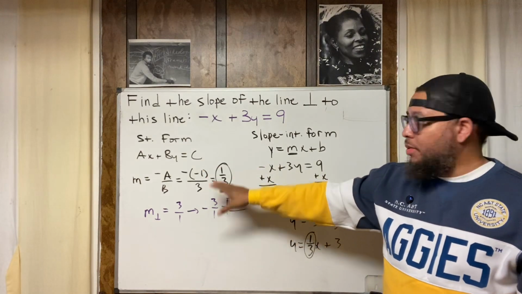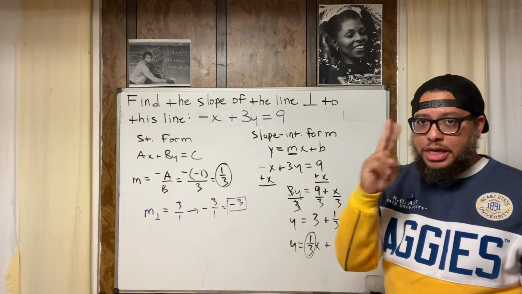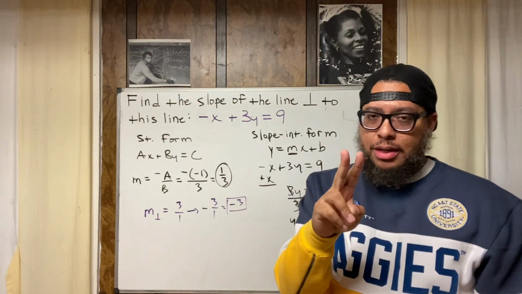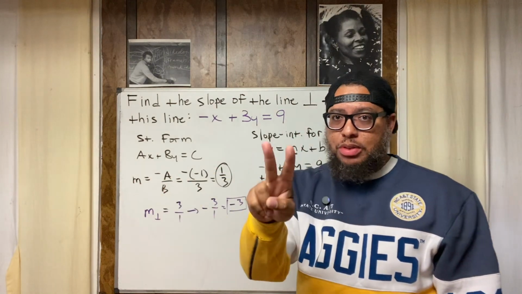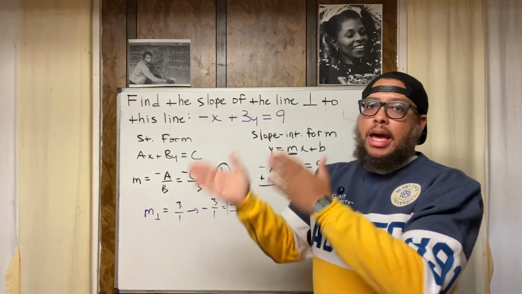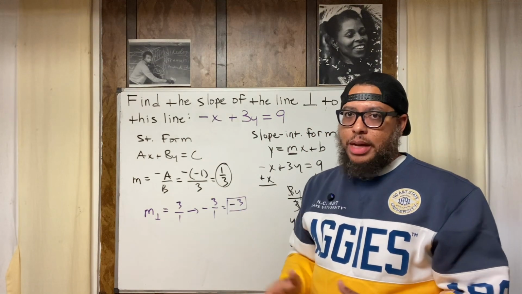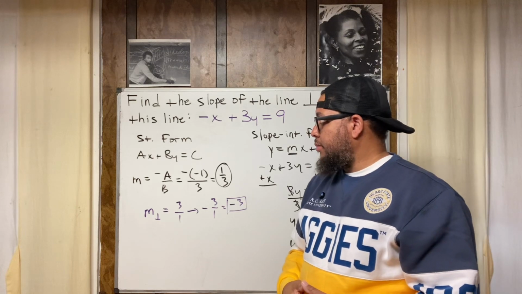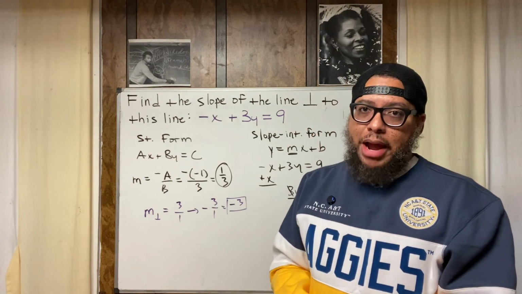Then once you get the slope of the original line, you do 2 things to it. Just 2 things. You give that slope the opposite sign, and you take the reciprocal. You have to do those 2 things. All right. Go get some practice.